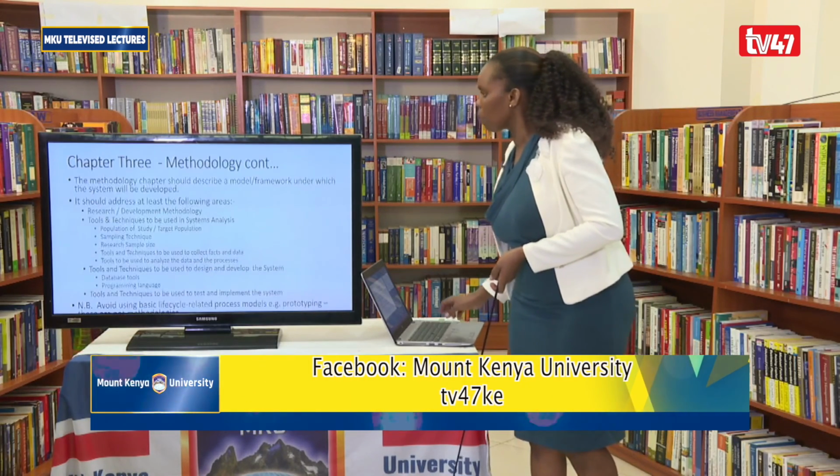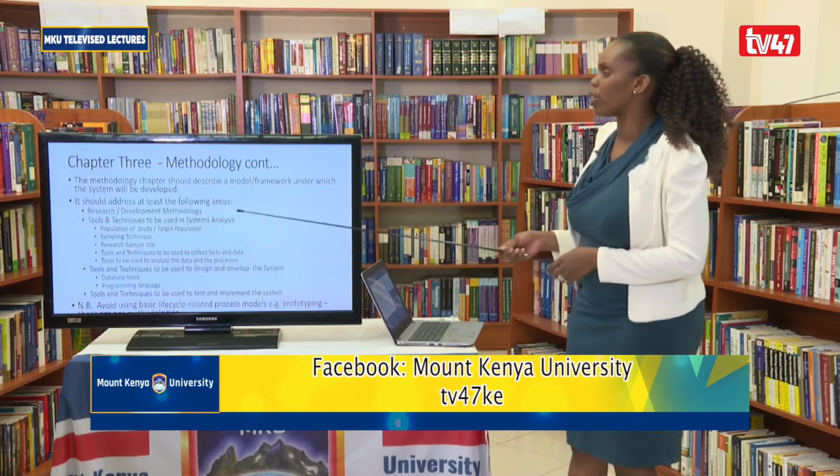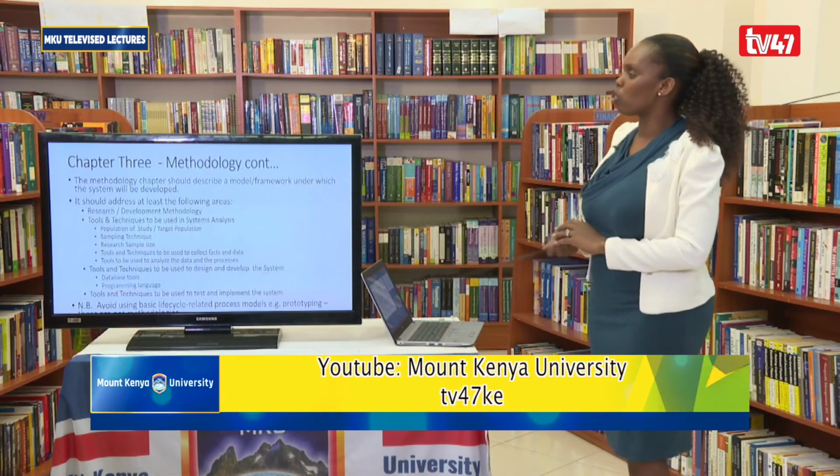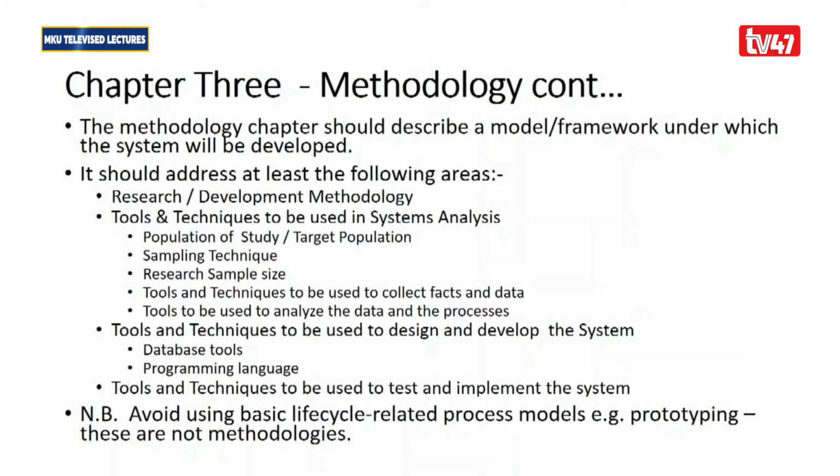Then something further about the methodology is that the methodology chapter should describe a model or a framework under which the system will be developed. It should address at least the following areas: what development methodology are you going to use, what model. In our case, we normally use models like the waterfall model, rapid application development model. Whatever model you're using, you need to justify it here. Why have you chosen that particular model?